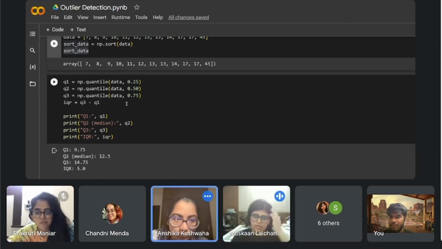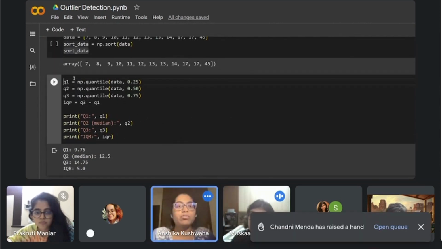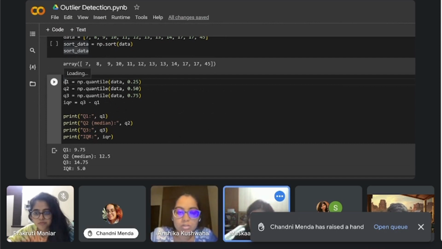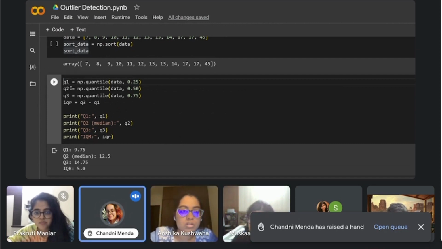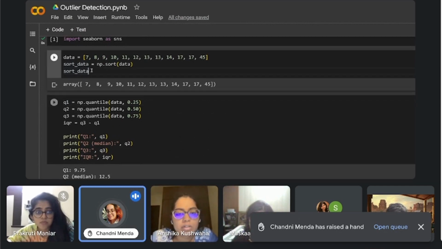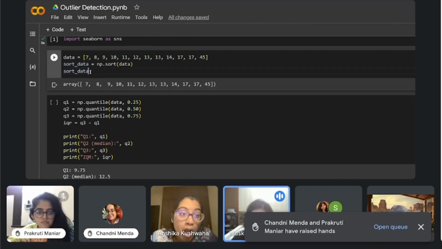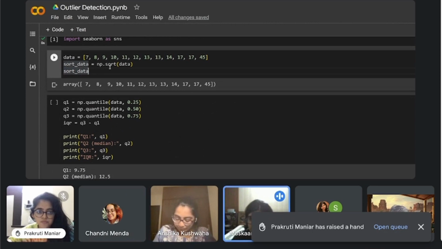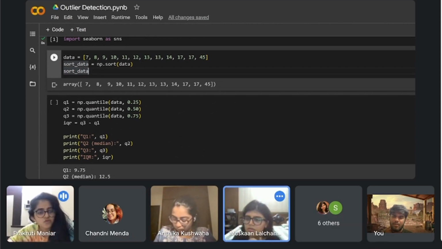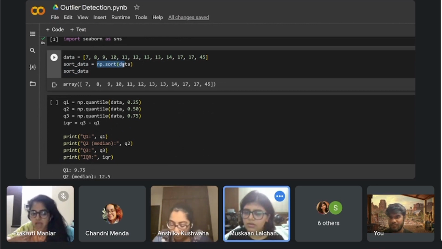Got it. Now, I told the program Q1, what does Q1 mean? I didn't understand one tiny thing. The sort data is equal to np.sort data, and below it what is the sort data written again? So if you just write down only sort data, I have defined sort data. I have defined that sort data means np.sort.